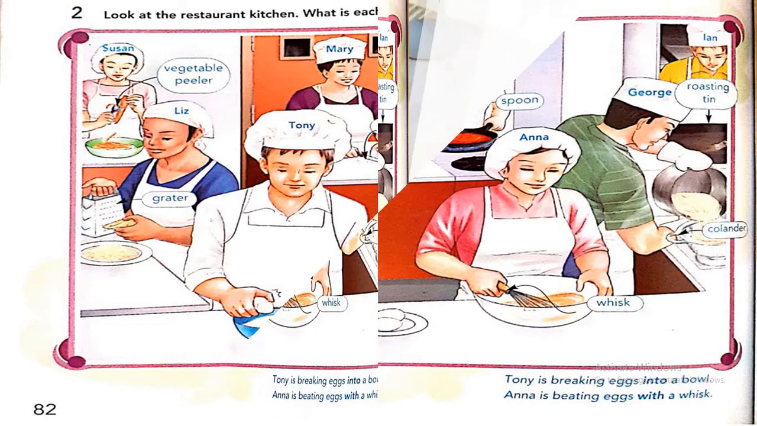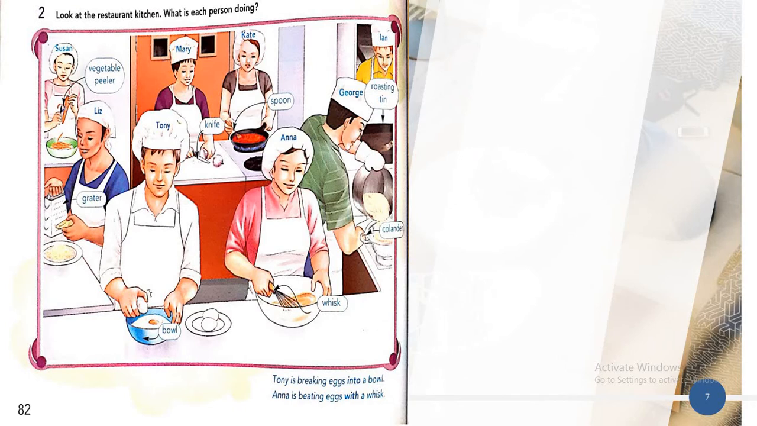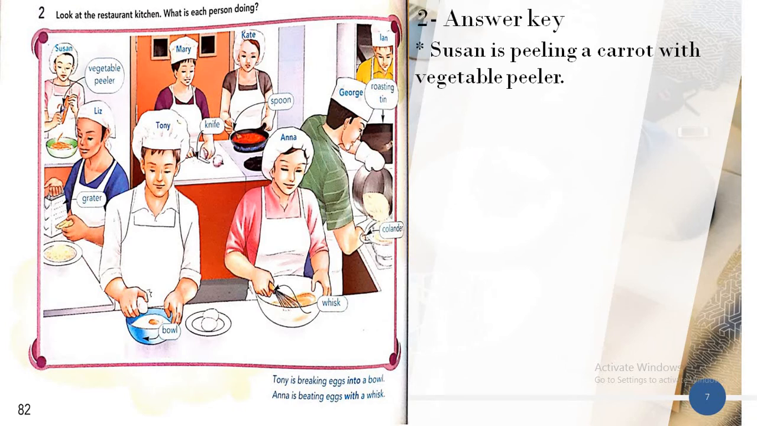Good. Now, let me give you the answer key. So, Susan is peeling a carrot with a vegetable peeler. Okay, look at Susan. She is peeling a carrot with a vegetable peeler. Okay, Liz. Look at Liz. What is she doing? She is grating cheese with a grater. Okay, so the action is clear. You just look at the picture and you know what is grating.